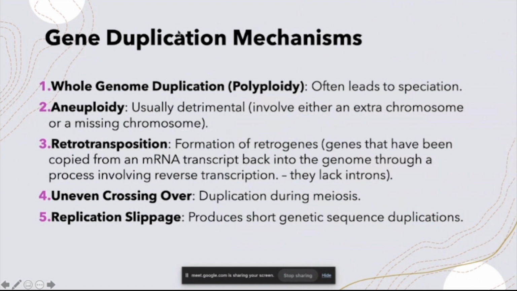Uneven crossing over can also cause gene duplication. And as we know, crossing over is something that happens in prophase 1 in meiosis. And then replication slippage is basically when we are producing short genetic sequence duplications. This is something that can happen randomly. So these are all examples of how genes become duplicated. You're not expected to know all 5, but of course, the more you remember, the better for you. If you can name two or three examples, then that's also okay.